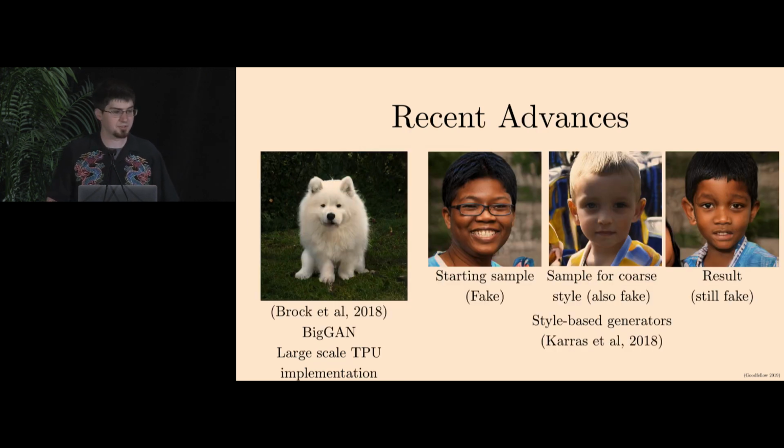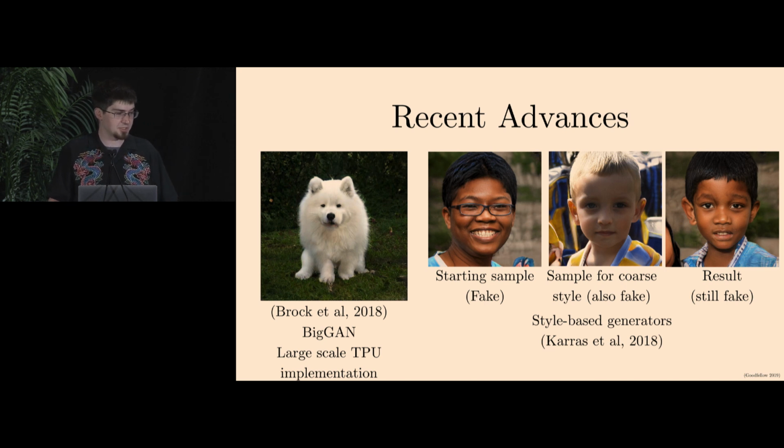In the last few months of 2018, we saw two really big advances in the quality of GANs. One of them is the paper that's been colloquially termed Big GAN by Andrew Brock and collaborators at DeepMind. It's a large-scale TPU implementation of GANs. It's pretty similar to the self-attention GAN model that we saw in the previous slide, but scaled up quite a lot, and with some new techniques introduced that are important for successful learning at that scale.